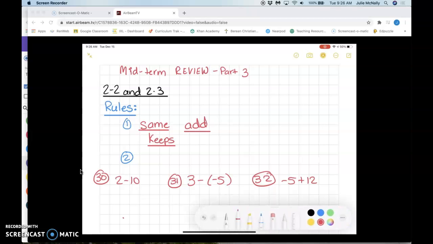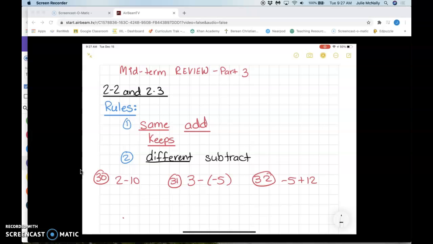Okay. And then for number 2, when the signs are different, you... Good. Takes is this sign. Oh, the answer takes... I did not leave myself enough room. Takes the sign of the bigger... When the signs are different, you what? You subtract. And the answer takes the sign of the bigger number.